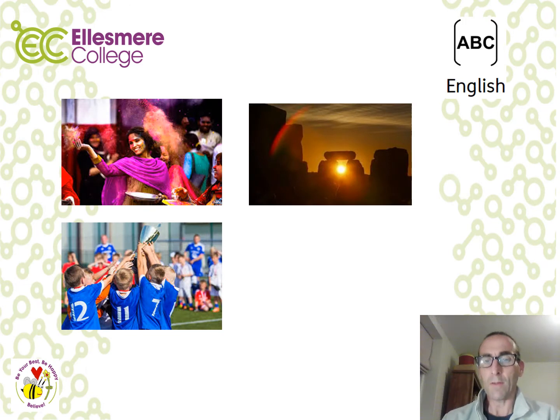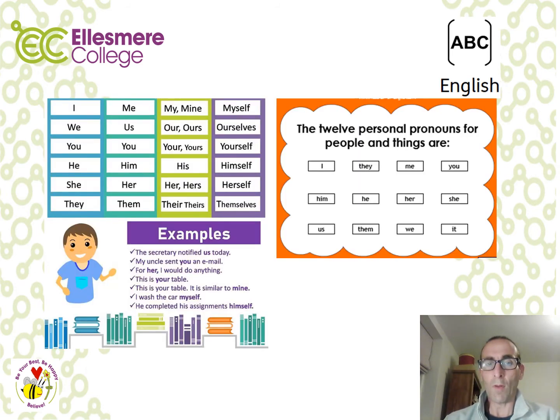In the first 2 lessons, you'll be looking at celebrations and the difference between religious and secular celebrations, but also reading about other celebrations such as the summer solstice and answering questions in relation to them. In lessons 3 and 4, you'll be first of all looking at secular and then personal pronouns.